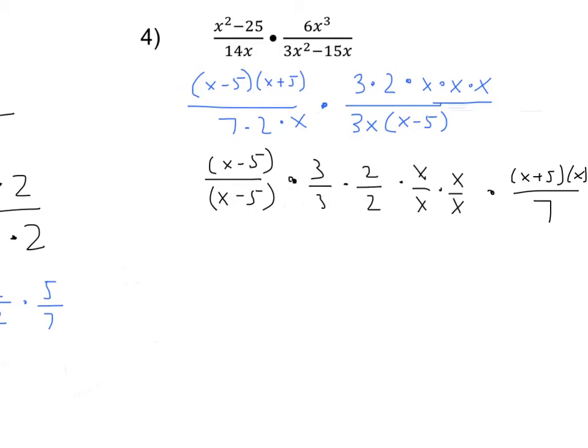But what would our final answer be? This is 1, this is 1, this is 1, this is 1, this is 1. So our final answer is just x times x plus 5 over 7.